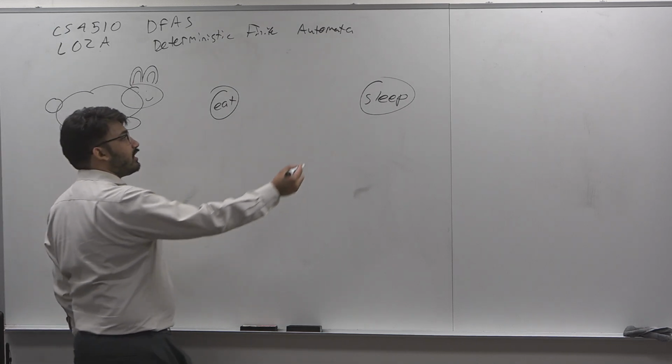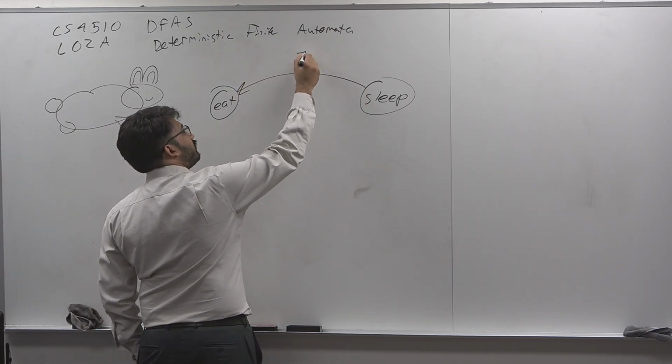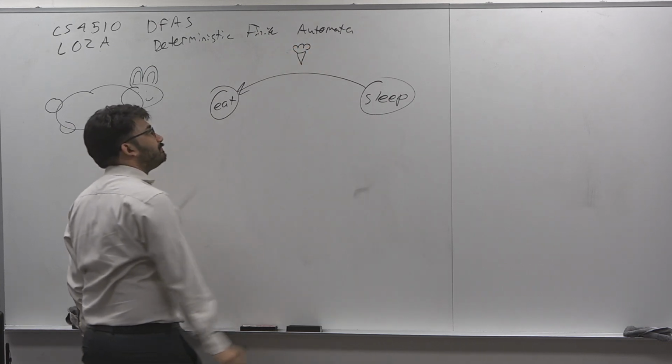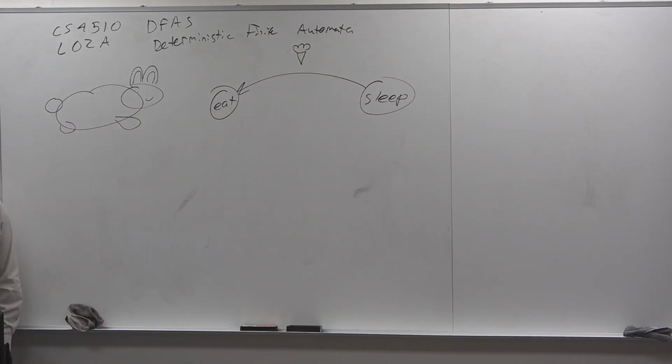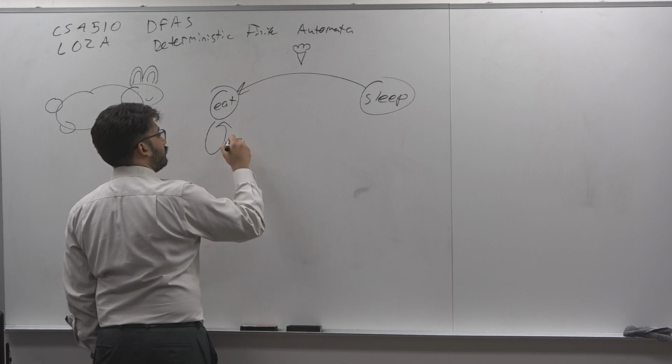And the way we represent that is with what's called a transition, which is really just an arrow. And then we can put a little carrot here. So you can go from the sleeping state of mind to the eating state of mind upon smelling or eating a carrot. Now, let's say you're in the eating state of mind and there is still a carrot in front of you. What should happen? You stay in the eating state of mind. The way we represent that is with a loop like this.